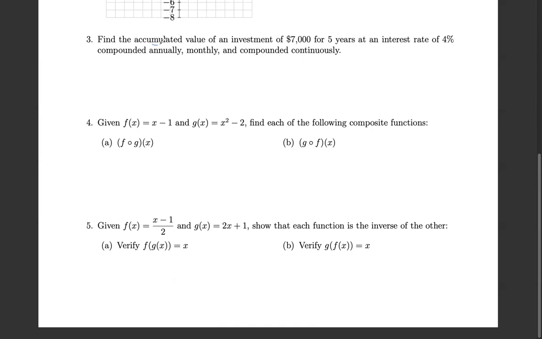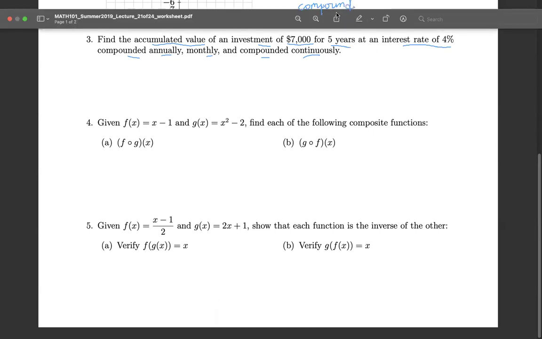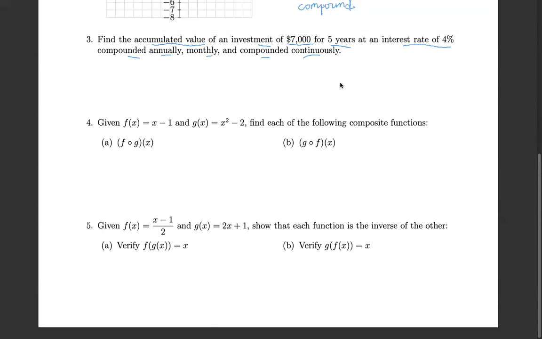Find the accumulated value of an investment of 7,000 for 5 years at an interest rate of 4%, compounded annually, monthly, and compounded continuously. Okay, with this, we have 2 models, which means we have 2 exponential functions. So the first one, let me write on the top. The first one is compound n times.